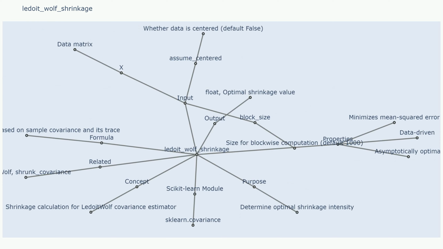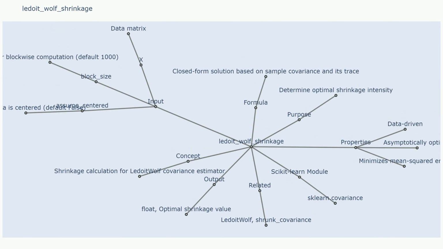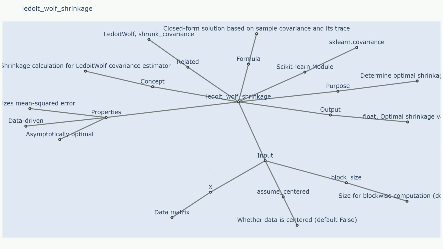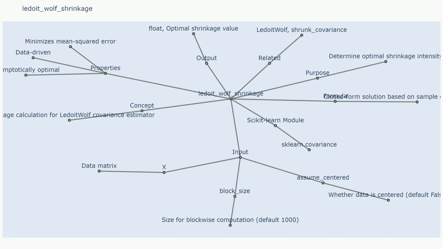Examples. From sklearn.covariance import ledoit_wolf_shrinkage. Import numpy as np. X = np.array([[0, 0], [1, 1], [2, 2]]). shrunk_cov, shrinkage = ledoit_wolf_shrinkage(X). shrunk_cov is array([[0.66666667, 0.66666667], [0.66666667, 0.66666667]]). Shrinkage is 0.3333333.